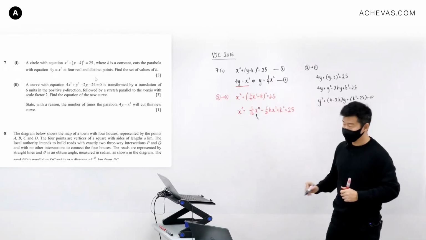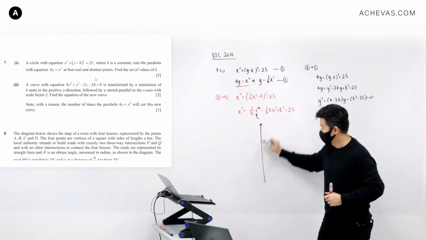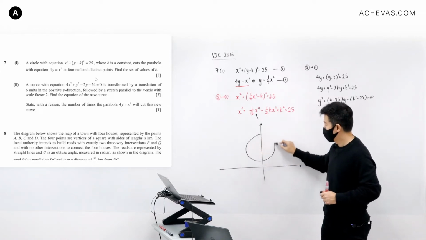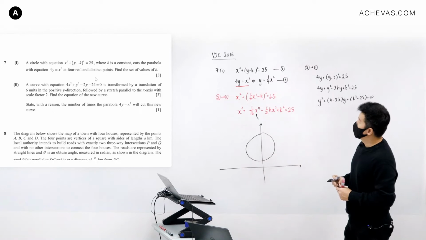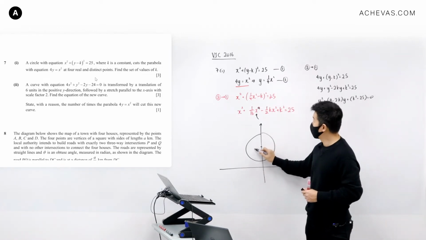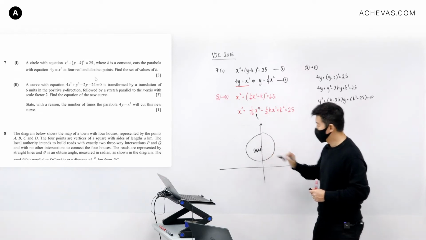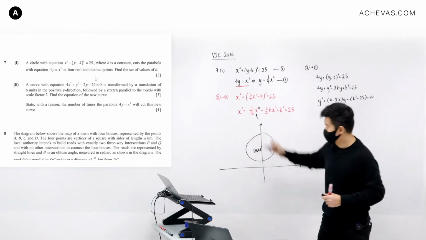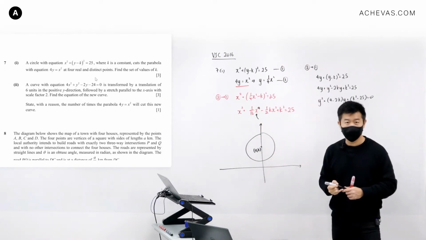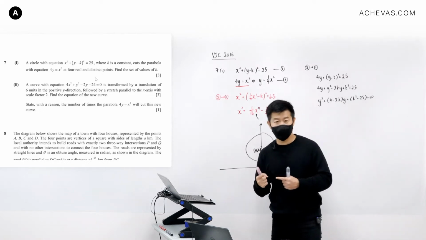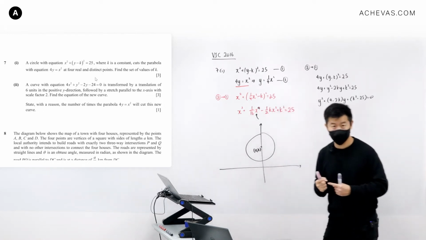We have a circle. Let me draw this circle first, okay? So we have this circle where the center is at (0, k). And we have this parabola, which is going to be a smiley face. And the question says, right, that they are going to be intersecting at 4 real and distinct points.